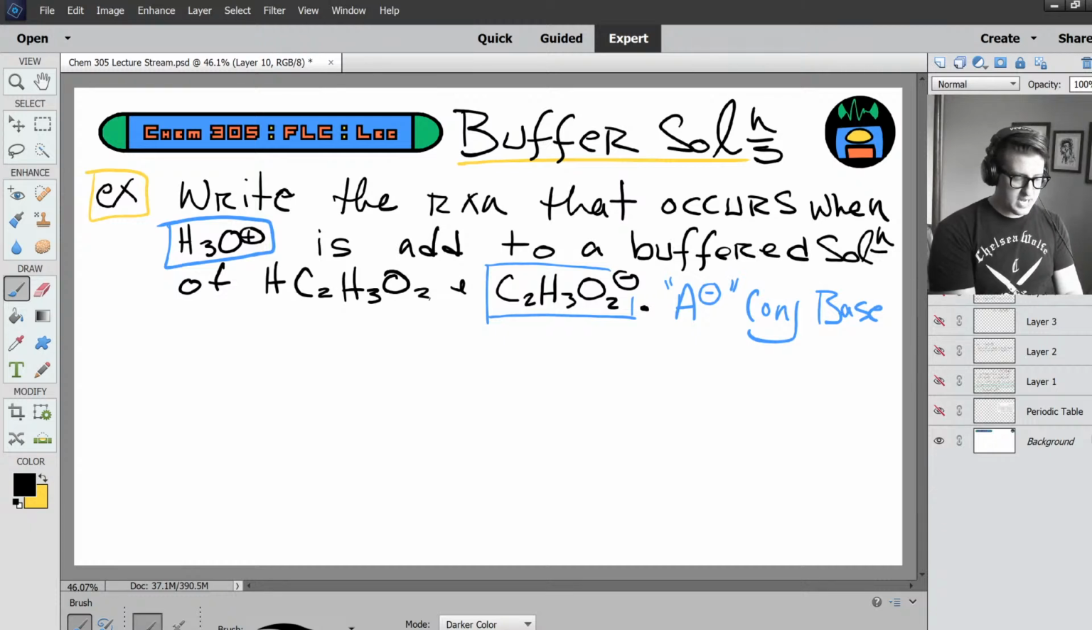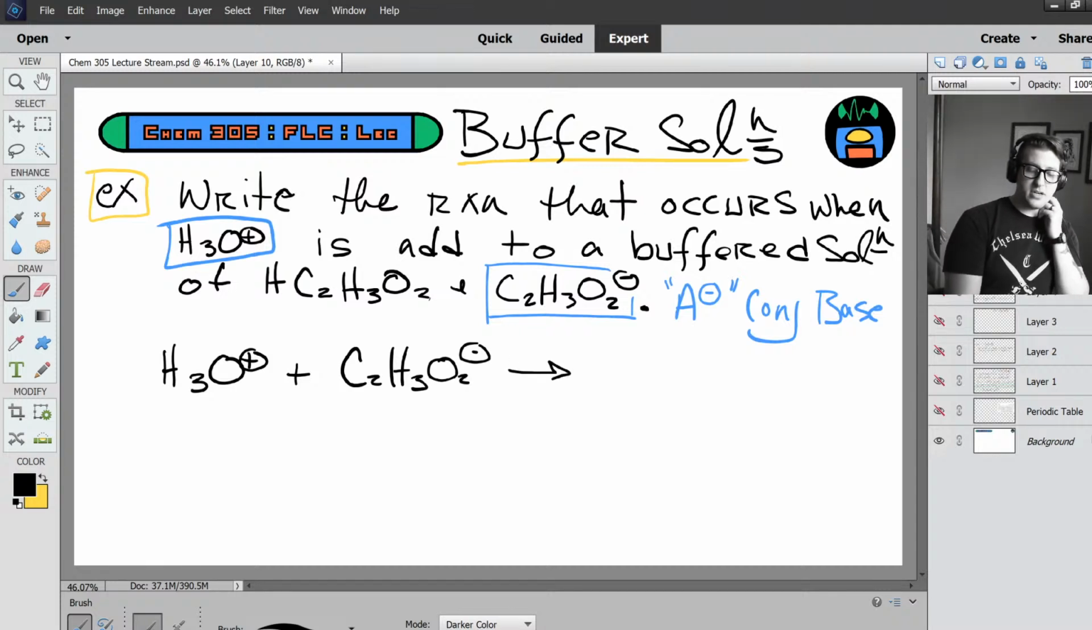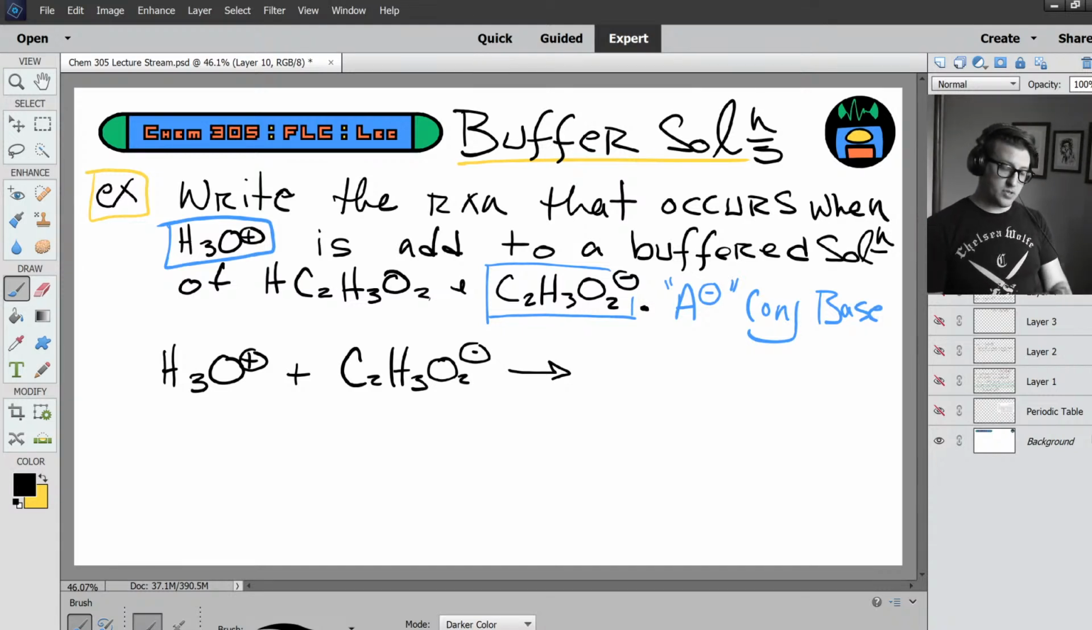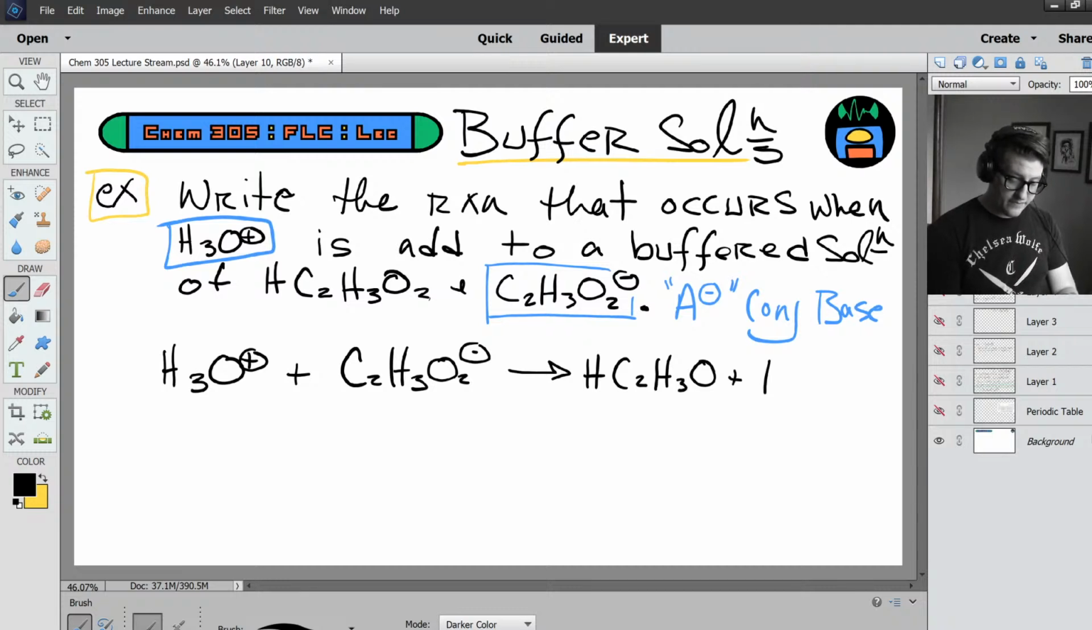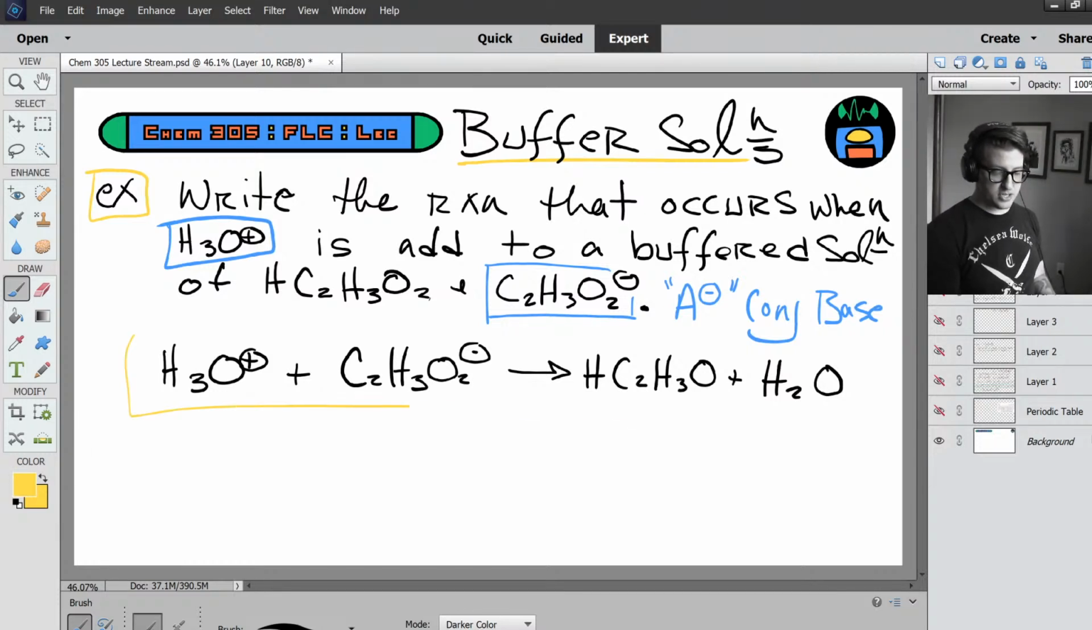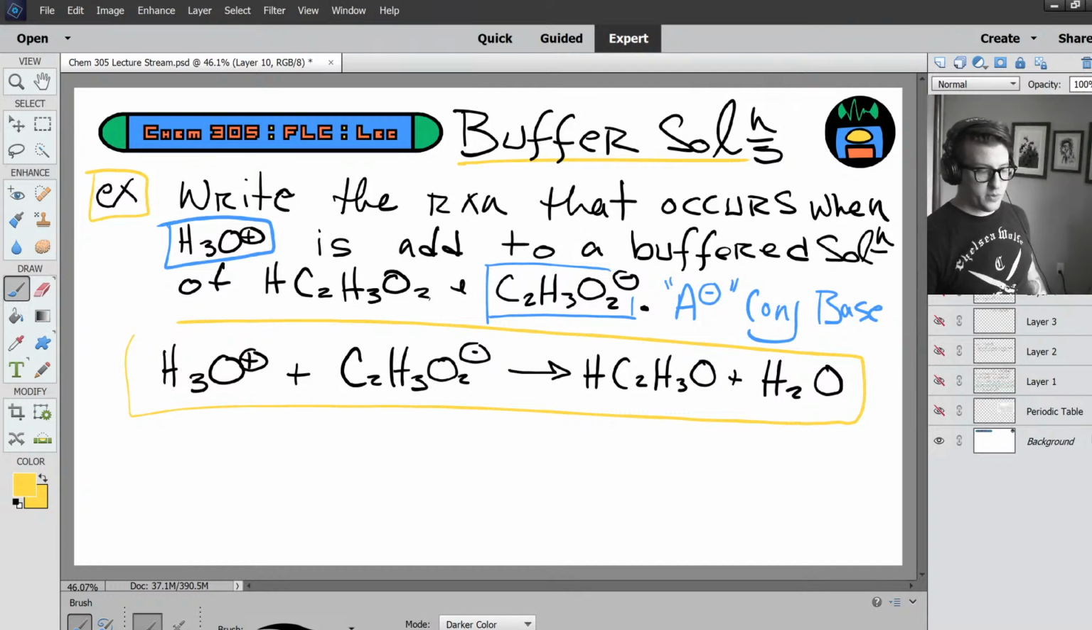So the reaction that's going to go down will be hydronium reacting with our conjugate base to produce... Now, hydronium is a proton donor, right? The base is a proton acceptor, so the base will accept 1 unit of H plus, becoming acetic acid. And hydronium, after donating H plus, will simply become water. So this is the reaction that takes place when you add acid to this particular buffered solution.